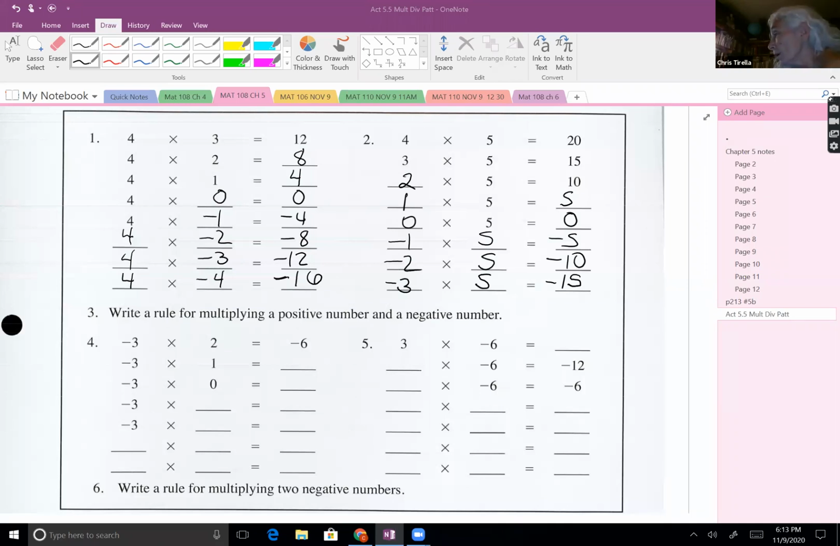Can we go over the first three? As I went through, in number one, I noticed we were each time taking the numbers and multiplying them by 4. 4 times 3 was 12, times 2 was 8, times 1 was 4, times 0 is 0. And as I looked at those first entries, as you looked at this last column, what did you notice about them?